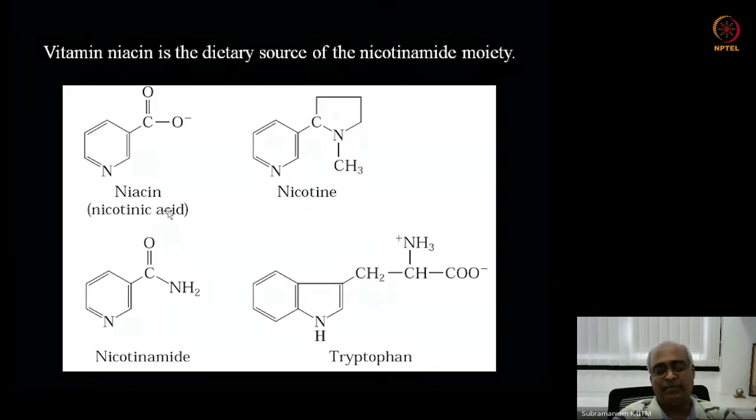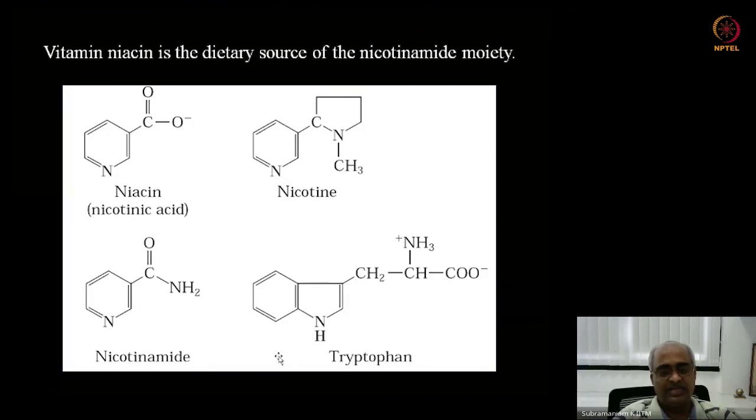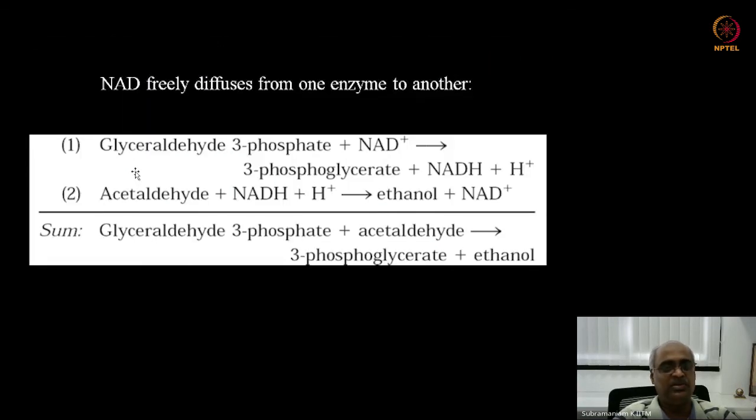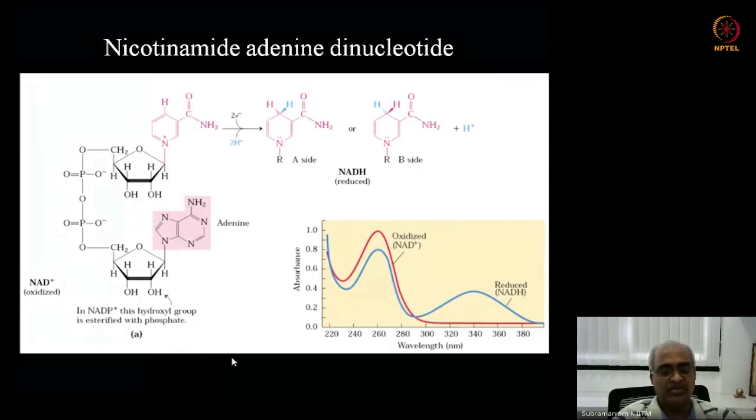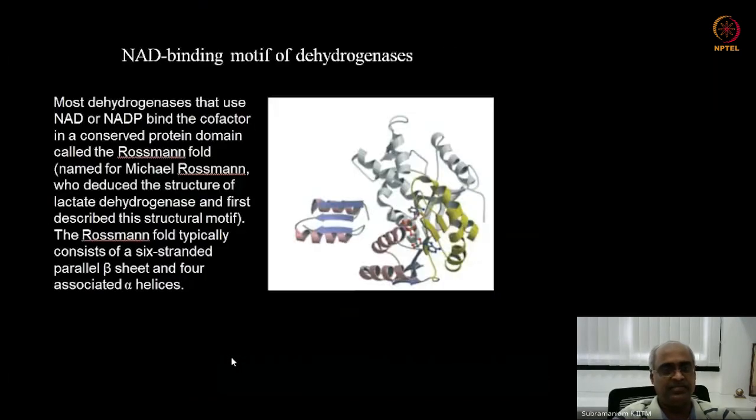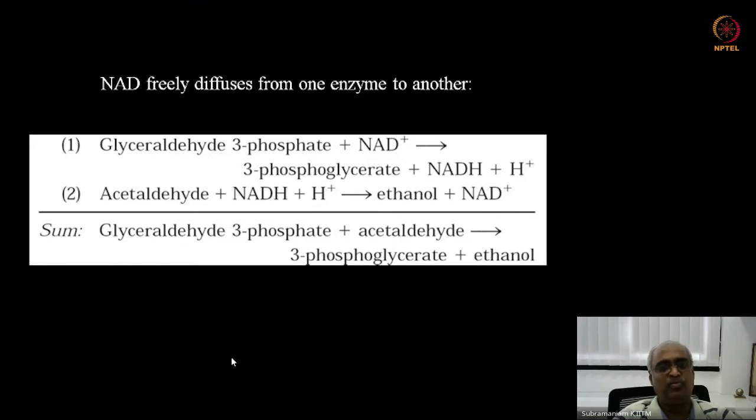So what happens if you don't have enough niacin in the food? That we will see in the next class. Primarily tryptophan is the source, but that is not sufficient. So it has to be there in the food in the form of niacin, which is a B complex vitamin, and that is where you get this portion in NAD, which is an essential electron carrier. I'll stop here. Tomorrow we will look at niacin deficiency, etc., and we will move to the next electron carrier.